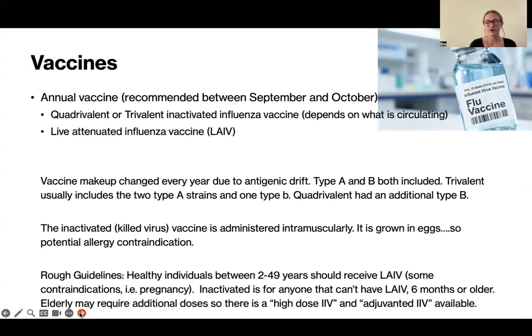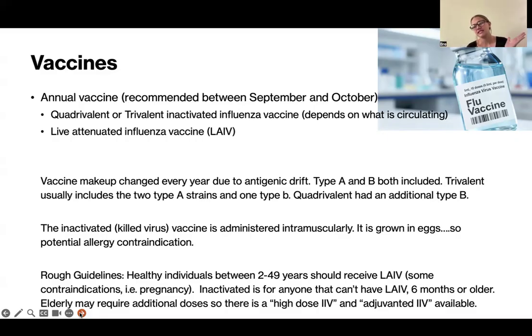Vaccines. Okay, in honor of flu vaccine season, let's go over these. These are recommended usually between September and October, and there's different types. There's the live attenuated influenza vaccine, as well as the quadrivalent and trivalent inactivated influenza vaccines. So, trivalent versus quadrivalent, that's just saying how many it is protecting against. And it just depends on what's circulating.